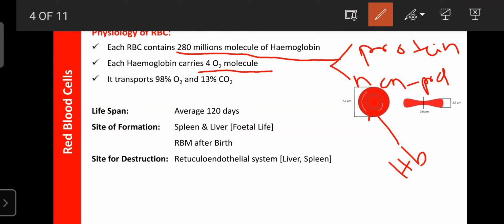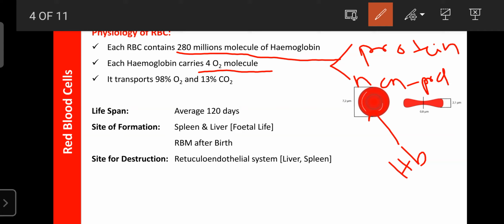So the RBC can transport about 98% of oxygen. It should be more than 98. So the maximum, about 98% of oxygen, is transported with the help of the RBC by binding with the hemoglobin. That's why each RBC consists of about 280 million molecules of hemoglobin. Okay, and 98% of oxygen is transported with the help of the RBC, and only 13% of carbon dioxide is transported with the help of the RBC.